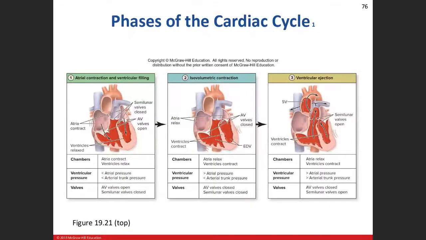Okay, so we're going to start off here, and there are three things that you want to keep in mind the whole time as we go through the phases of the heart cycle. First, what's going on with the chambers, the atria and the ventricles. Second, ventricular pressure. Third, what the valves are doing. If you understand what's happening, that'll help you understand this a little better.